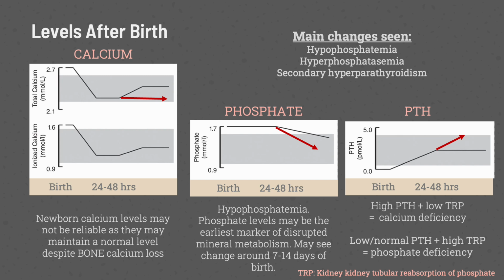Now, due to that increase in PTH, we are able to see phosphate levels decline earlier, and that might be your earliest biomarker to determine if a baby is transitioning into metabolic bone disease of prematurity. However, there are a multitude of different biomarkers that I'll discuss as well.